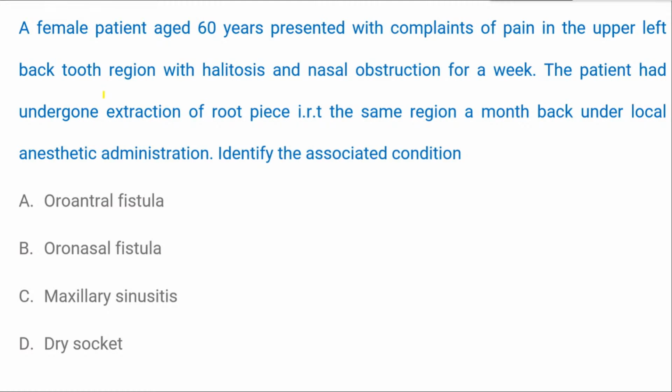A female patient, 60 years, presents with a complaint of pain in the upper left back tooth region with halitosis and nasal obstruction. The patient had undergone extraction of a root piece in the same region a month back under local anesthesia. Identify the condition. The key words here: nasal obstruction, halitosis, previous history of extraction, and upper region. So this will lead to the first diagnosis of oro-antral fistula.